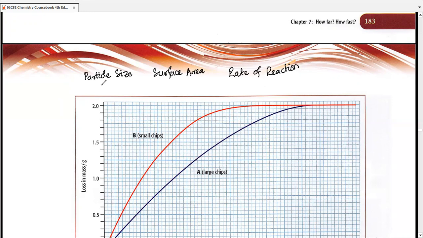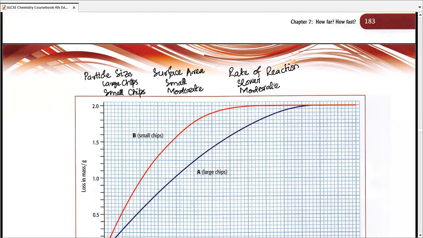Before I make any changes to this graph, this table is going to help you to make changes to the graph positively. Now, when the particle size is large, let's say we're talking about a large chip, the surface area would be small, and the rate of reaction would be slower, right? When we change the particle size and go for a small chip instead, in another experiment, the surface area becomes moderate, and of course, the rate of reaction also becomes moderate or mediocre.